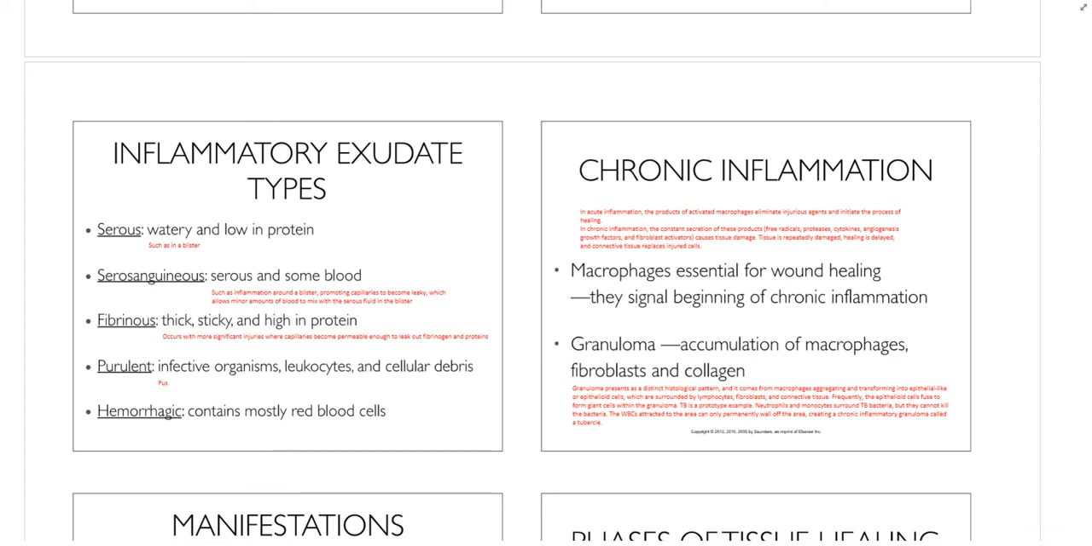With that chronic inflammation, and all of those products being produced, there's a potential that we can develop a granuloma, especially with certain types of disease processes. A granuloma presents as a distinct histological pattern, and it comes from macrophages aggregating and transforming into epithelial-like, or epithelioid, cells, which are surrounded by lymphocytes, fibroblasts, and connective tissue. They often will then fuse together to form giant cells within the granuloma. The most common disease process that displays this is tuberculosis, TB.